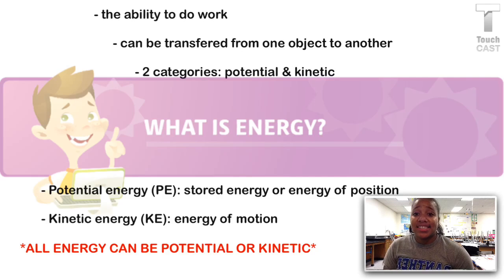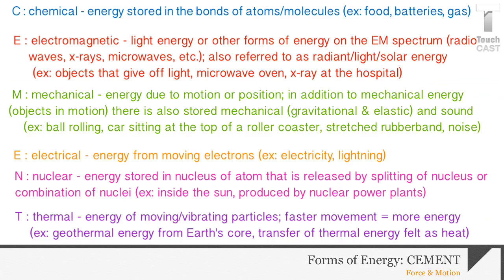Energy is defined scientifically as the ability to do work. It can be transferred from one object to another, and we put it into 2 major categories: potential, which is stored energy or energy of position, something being held in place, or kinetic, which is energy of motion. Very important for you to remember, all energy can be potential or kinetic, and there are certain times when it can be both at the same time.